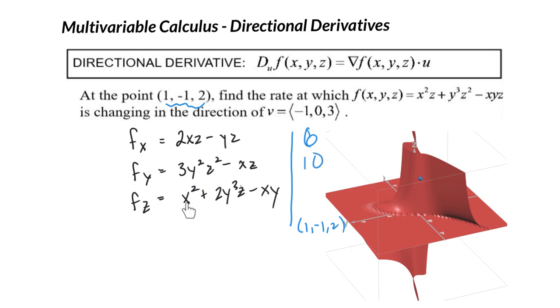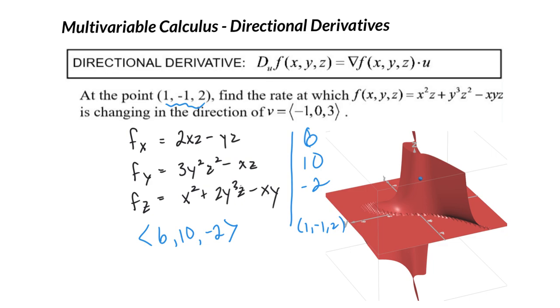1 squared plus 2 times negative 1 cubed times 2. So we have 1 plus negative 4, which is negative 3, minus 1 times negative 1, which is negative 1. Negative 3 minus negative 1 is negative 2. So we have this kind of rate of change, 6 in the x direction, 10 in the y direction, and negative 2 with respect to z.